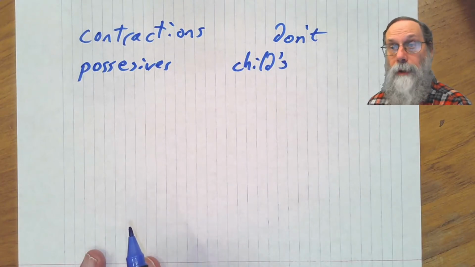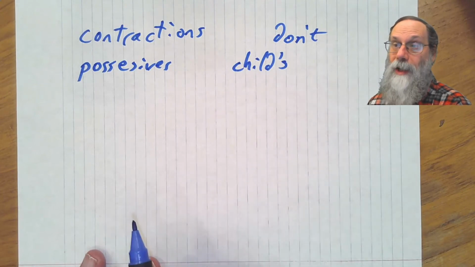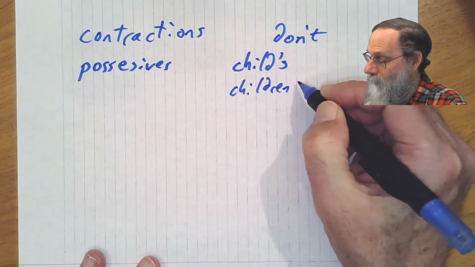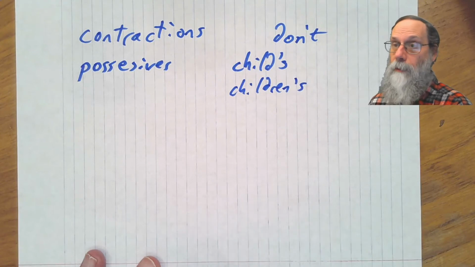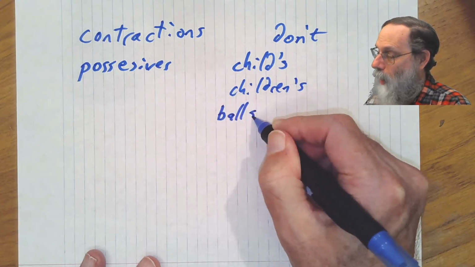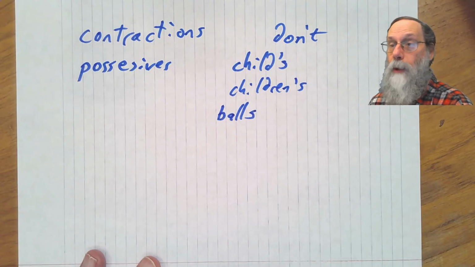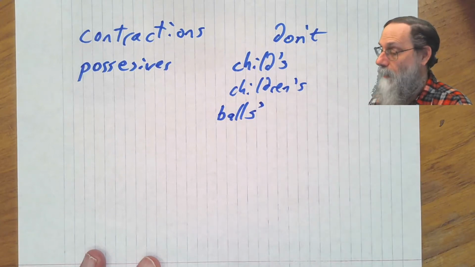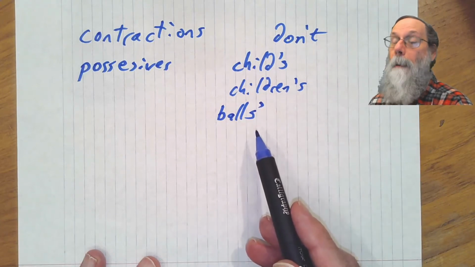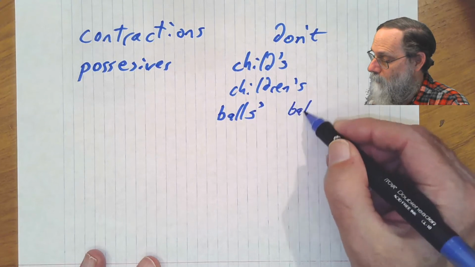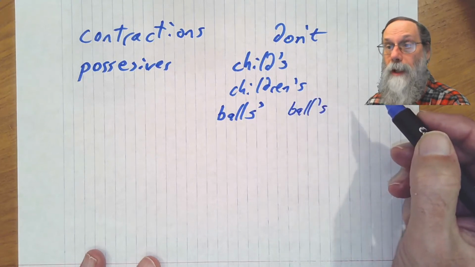For plurals, things get a little bit different. Now, for child, it's fairly simple because the plural is an irregular one, children, and so it just becomes children's, the same as it would for the singular. But for a normal plural, like ball becoming balls, if you want to have the plural possessive, you put the apostrophe after the S. So these are things possessed by the plural balls. And if you did it with the apostrophe before the S, that would be singular.